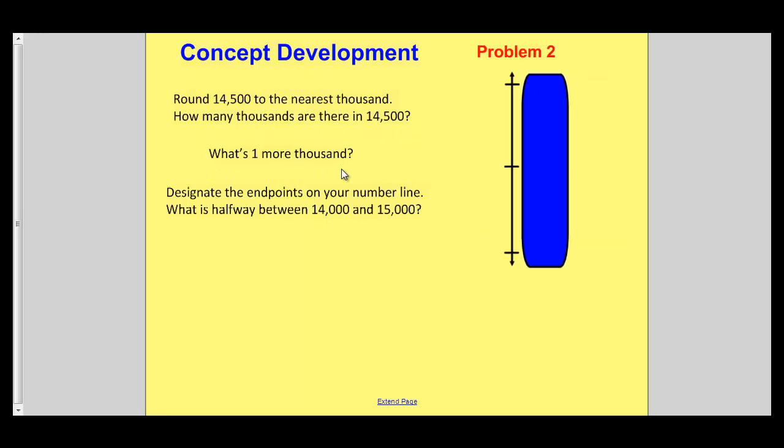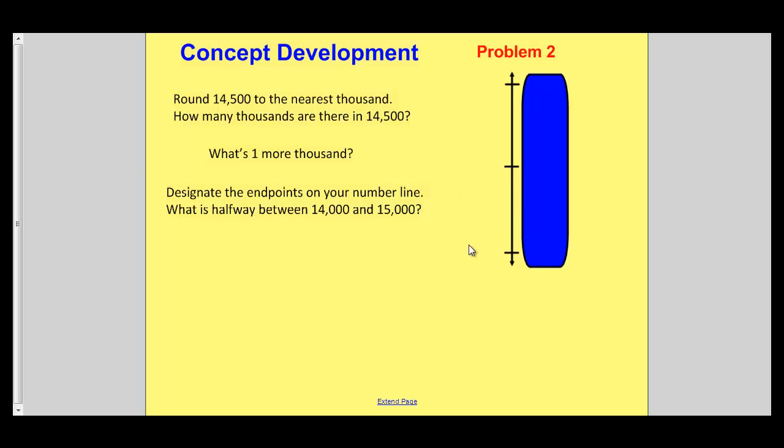Okay, I want you to try this one with me. So in your math journal, I want you to draw a vertical number line. It doesn't have to be really big. It can be about the same size as mine. And we're going to look at rounding 14,500 to the nearest thousand. So first we have to ask ourselves how many thousands are there in 14,500. When I look at this number, there is a 4 in the thousands place. So there are 14 thousands.